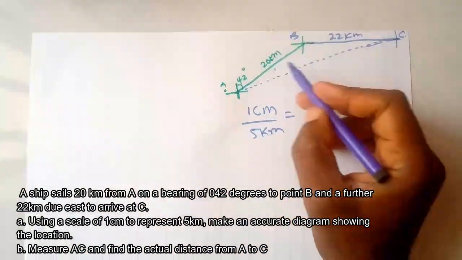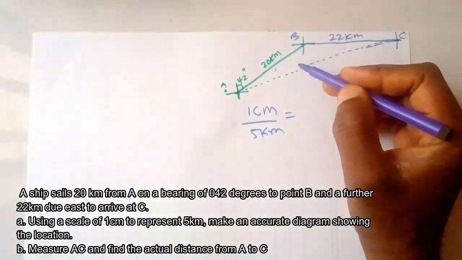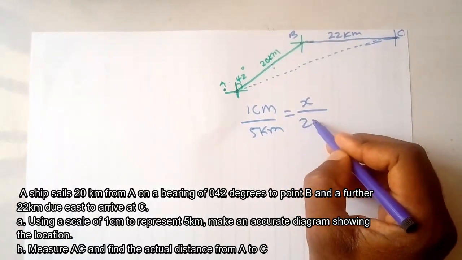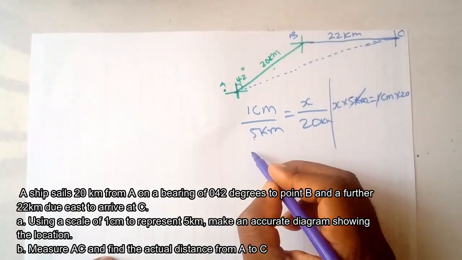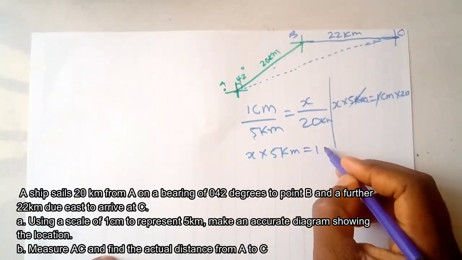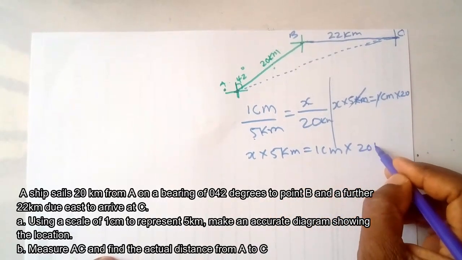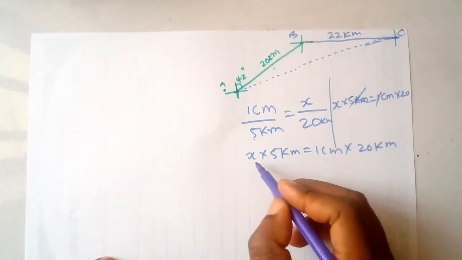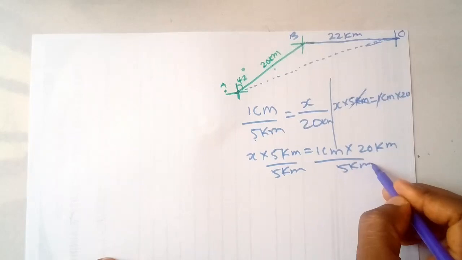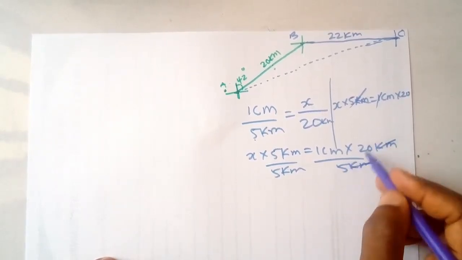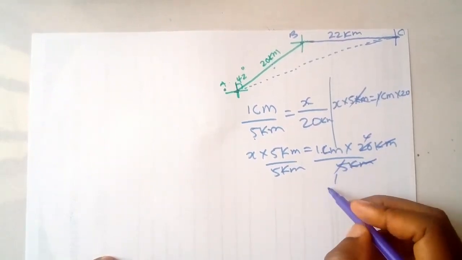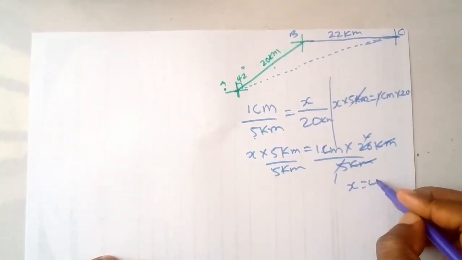Scale is length on drawing over actual length. If I need to find the length on drawing, let me use x. The actual length is 20. Cross multiply: x times 5 kilometers is equal to 1 centimeter times 20 kilometers. We are looking for x. Divide both sides by the coefficient, which is 5 kilometers. Kilometer cancels kilometer. 5 in 20 is 4. So 4 times 1 centimeter. The length on drawing is going to be 4 centimeters.